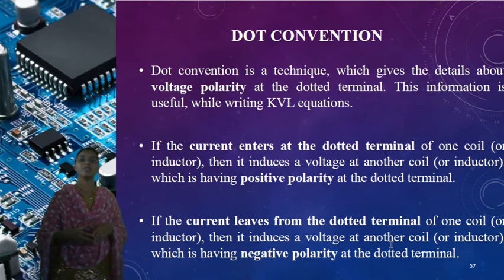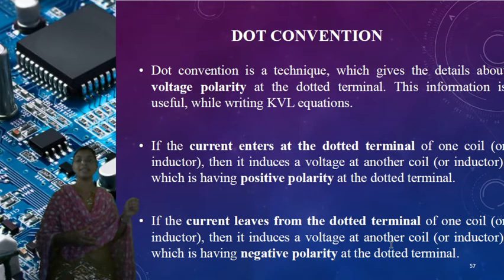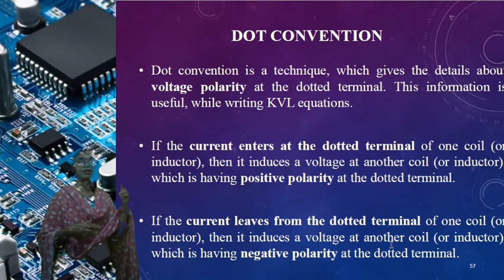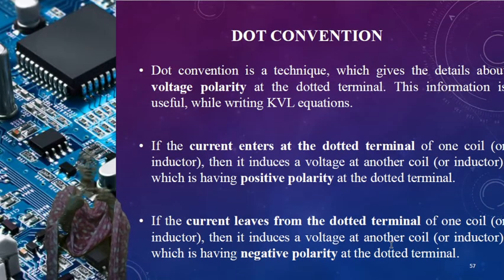In the dot convention, we represent each and every coil with some dot. If the dot matches with the current direction, if the current enters at that particular dot, then that value we are going to take as positive. For example, I is passing through this network. This is a coil, and let us say I put a dot here. So the current is entering at that particular dot, right?